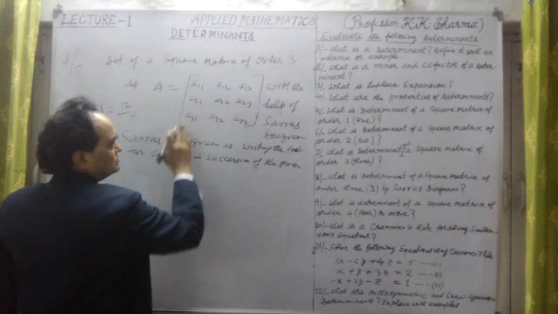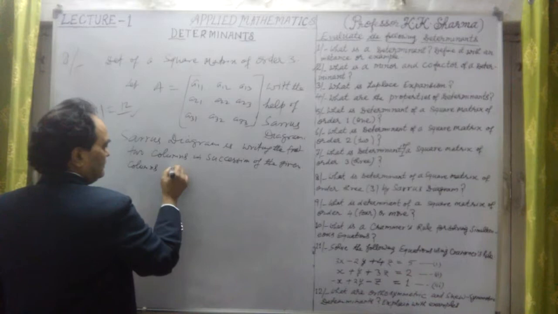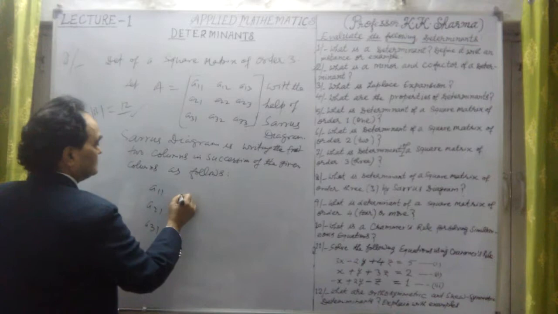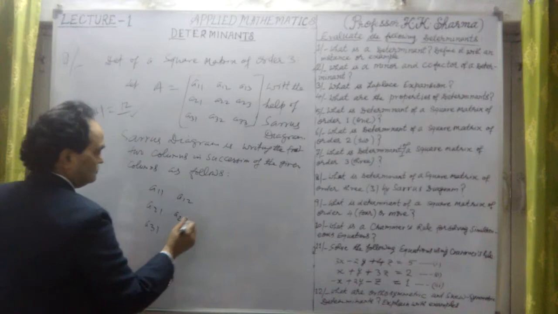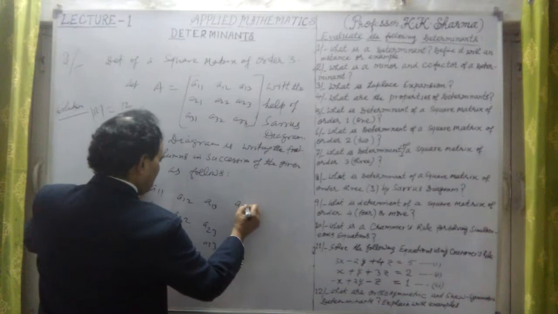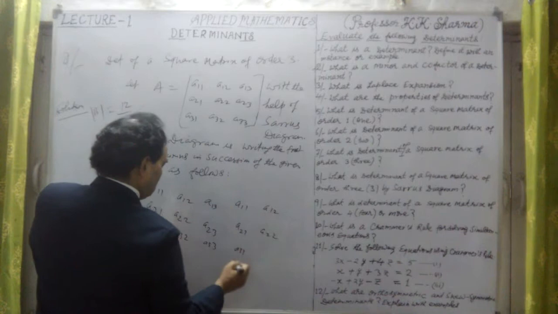These are three columns here. These two columns are further written down in succession of the given columns as follows. Suppose this is A11, A21, A31. This is A12, A22, A32. Now here it is A13, A23, A33. These are the three columns. The first two columns we write down here again: A11, A21, A31, A12, A22, A32.